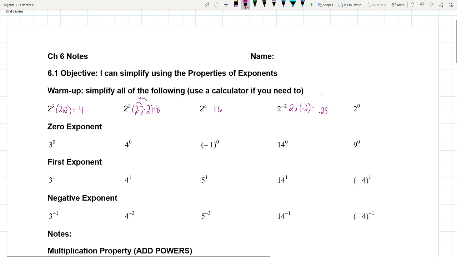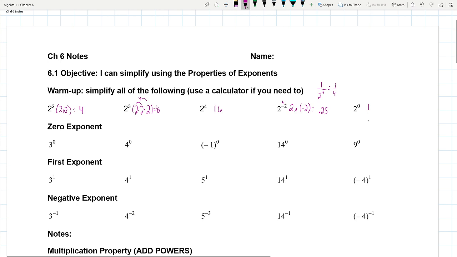And you may have been like, well, how did that happen? When we have this negative here, it puts it on the other side of the fraction bar. And so it turns into 1 over 2 squared, which is the same as 1 over 4, which is 1/4, or 0.25. Last one, 2 to the 0 power. Anything to the 0 power is 1.